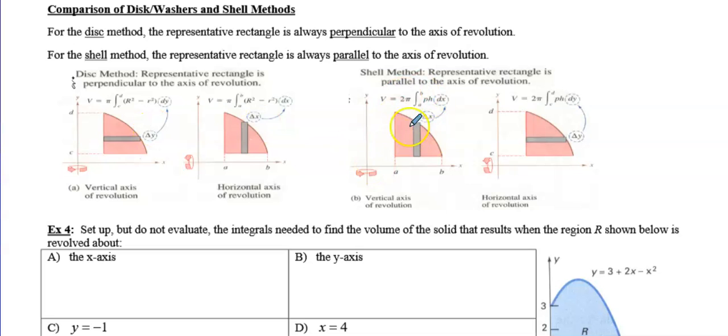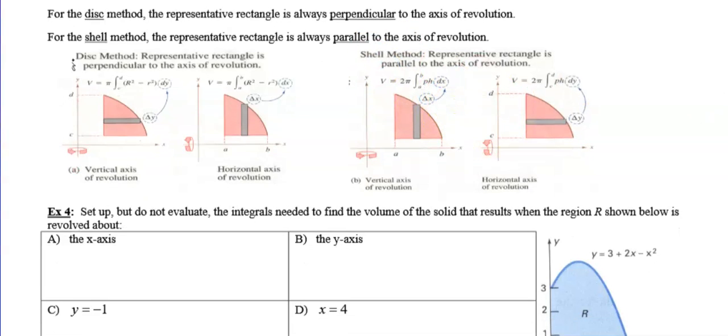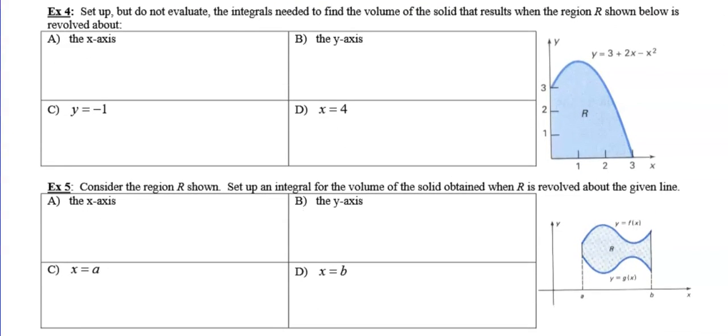For our shell method, we pull out 2 pi, and then we have to worry about our radius and our height. Our height's always just going to be the difference of our curves, whether it's top, bottom, or right, left, and then our dx or dy, pertaining to which one we're looking at. And again, this one's going to be parallel to our axis of rotation. I'm not sure if I said that or not, so I'm going to say it again. So let's look at these examples.